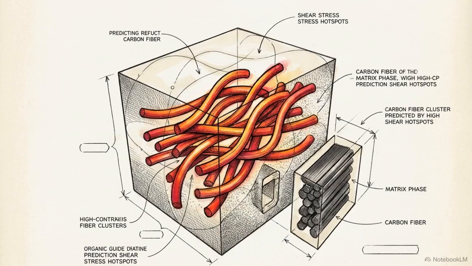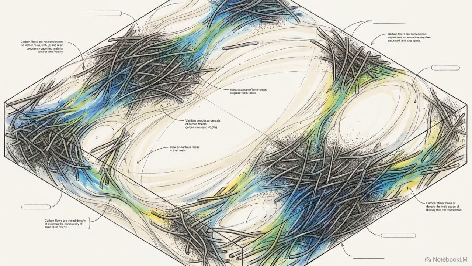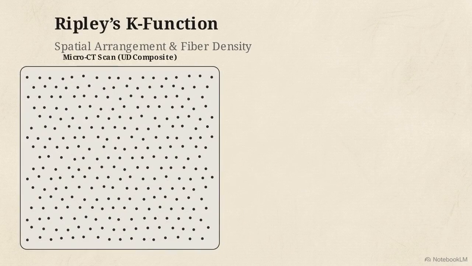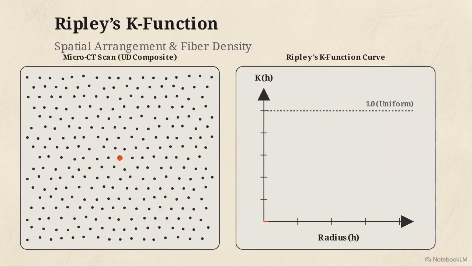By identifying that aggregation peak, engineers can predict the likely magnitude of the interfacial shear stress hotspots found within the material's microstructural clusters. The nearest neighbor distance only evaluates adjacent fibers. To map the wider spatial relationships across the surrounding resin matrix, we require higher-order statistical functions. Ripley's K function measures expected fiber density. An expanding concentric boundary grows outward from a reference fiber, calculating the number of neighbors within an increasing radius.